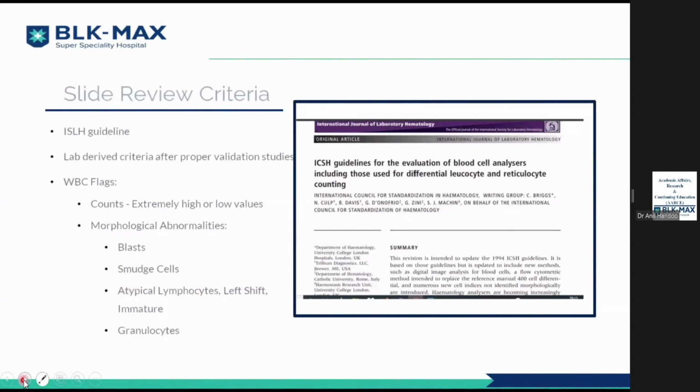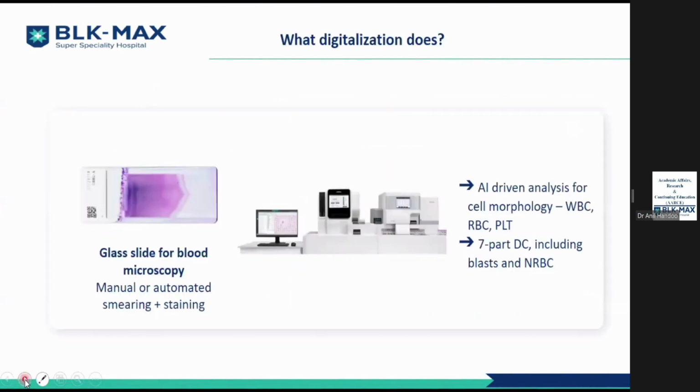For that, fortunately, we have very distinct guidelines which have come from the International Council for Standardization in Hematology. And that's for the analyzers part of it, where we're looking at how the analyzers will give us differential counts and other counts, and how we are eventually going to use the slide review criteria for getting the right slides to be made whenever we need them.